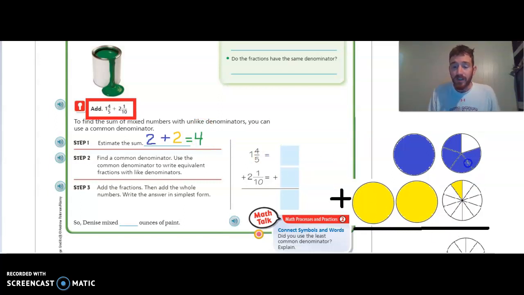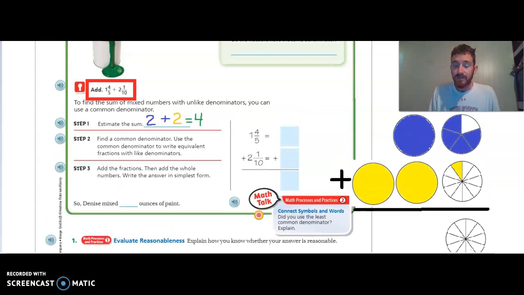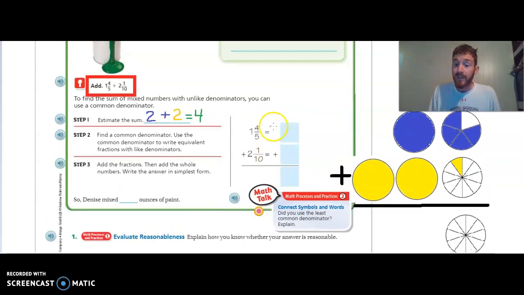Now let's go ahead and look at what we need to do as far as adding these. A good way to do these is to stack them. So step 2 says find a common denominator. Use the common denominator to write equivalent fractions with like denominators. Now, if I look at this, I can actually get from fifths to tenths. So I can actually keep my 2 1/10 the way it is, because that can be our common denominator. We can have tenths be our common denominator.